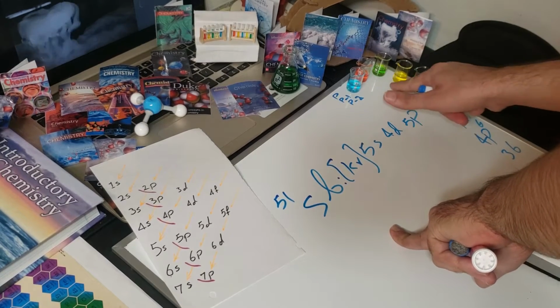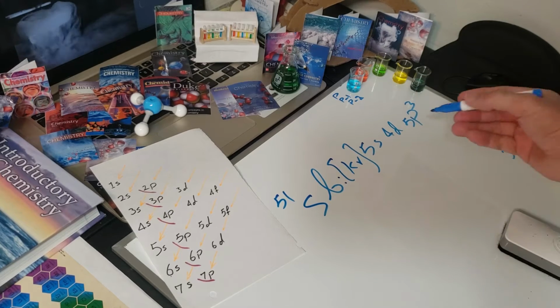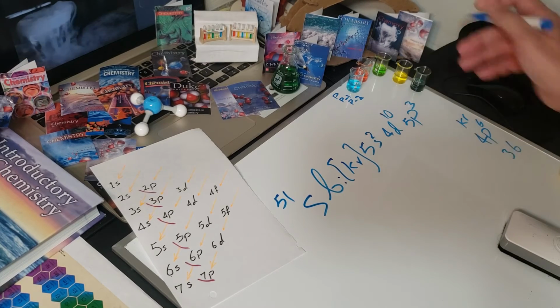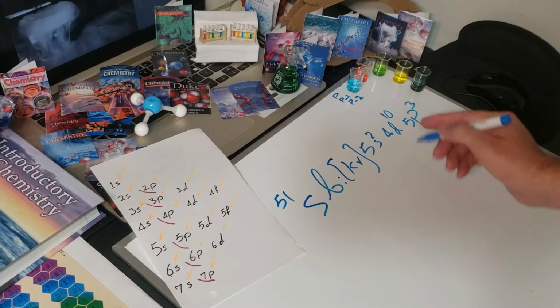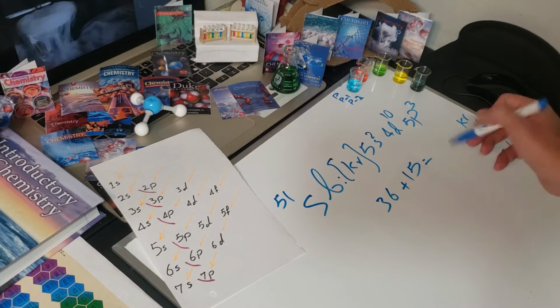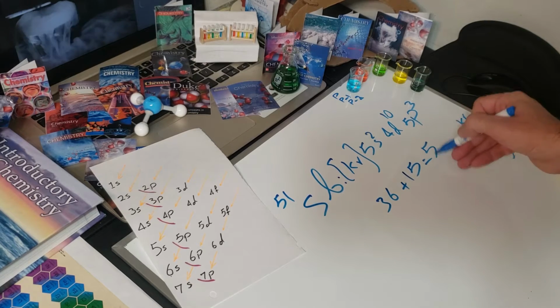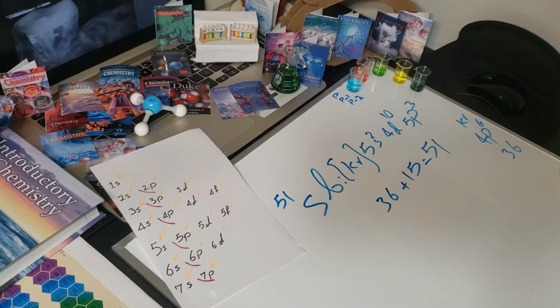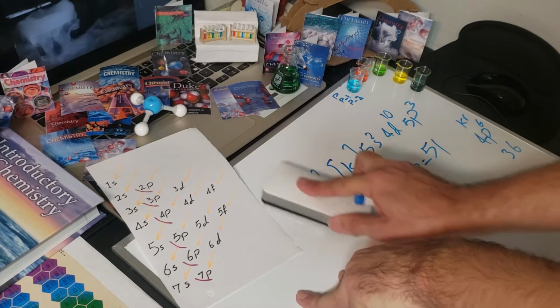Let's just get rid of this. And then 5s2 4d10, maximum capacity. Okay, so with these 15 electrons and krypton's own 36, it's going to make 51, and that's the configuration for your antimony. The next one that I'm going to do is copper, 29.